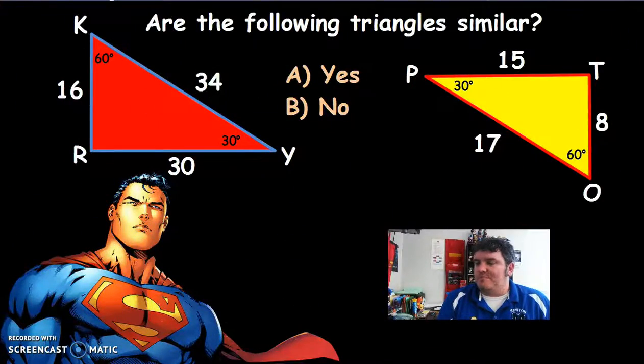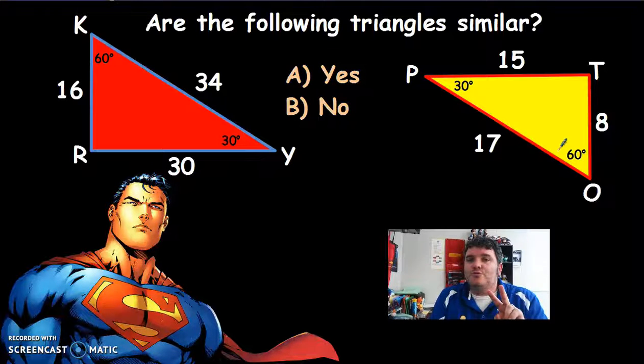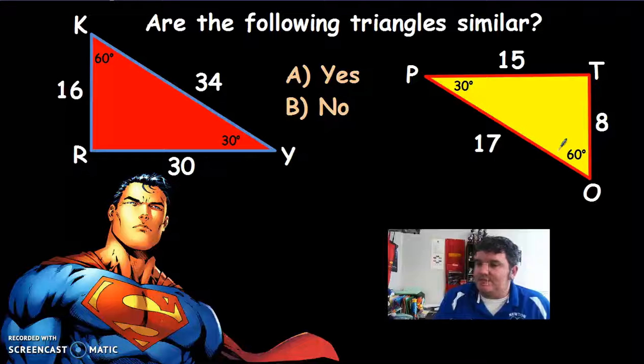Let's take a look at this one. Are these similar? Yes, they are. I've got two angles that are the same as two angles over here. Now, I don't need to know the third angle because in a triangle, all three angles equal 180 degrees. So as long as I know two of them, the third one falls into place.